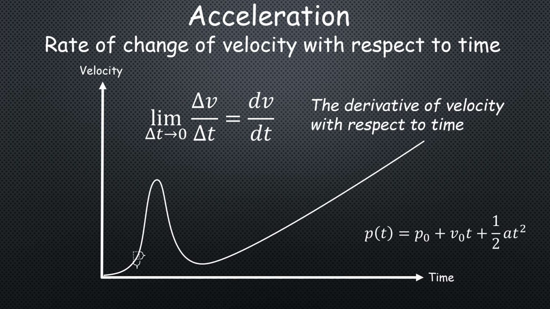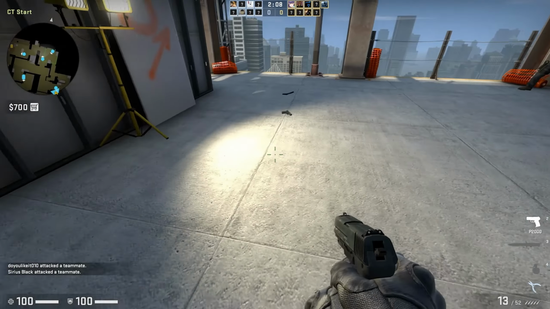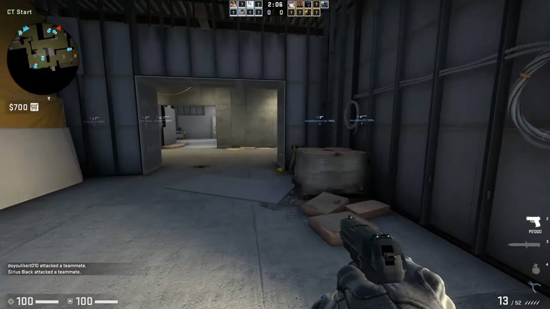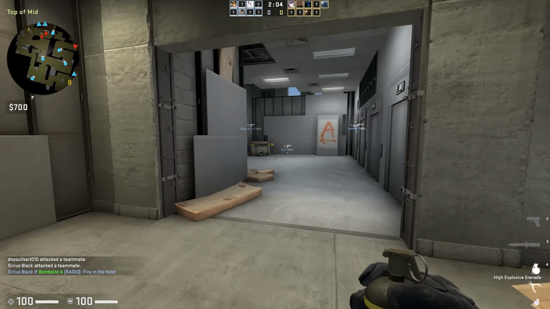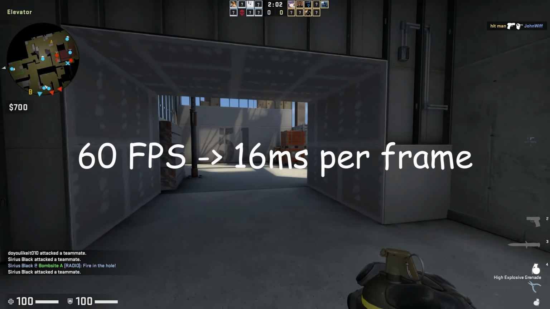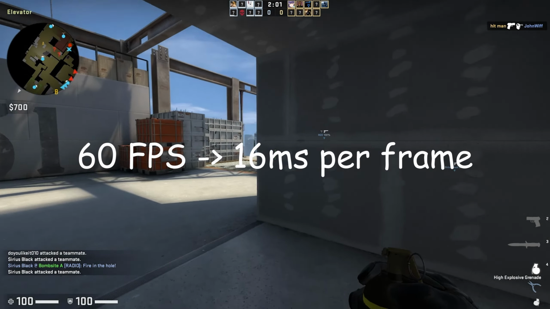In practice, this relationship is captured by a well-known equation from classical mechanics that calculates the position of a particle under constant acceleration, where p0 is the initial position, v0 is the initial velocity, a is the constant acceleration, and t is time. However, in real-time simulations, especially in video games, we often work with very small time steps. For example, 16 milliseconds per frame.